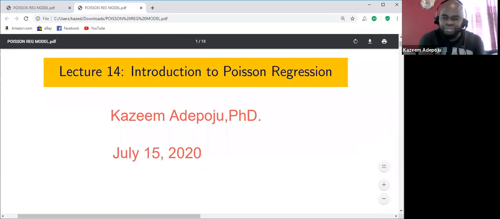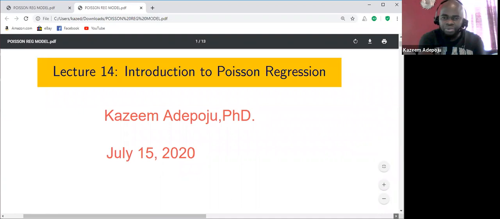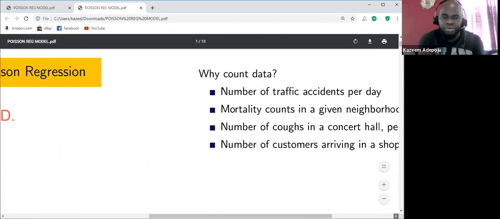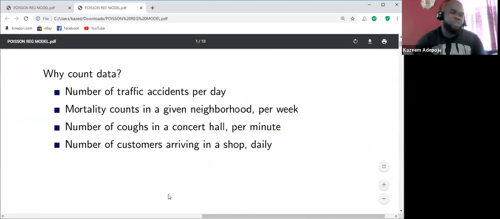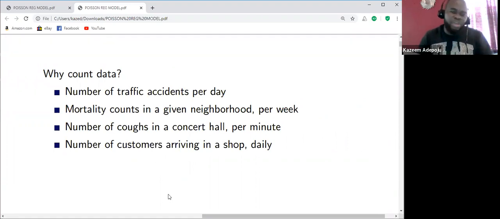Like I said, we're trying to talk about count data. We talk about the number of traffic accidents per day. We talk about the mortality count in a given neighborhood per week. These are unpleasant situations. Of course, we don't expect people to just die like that. We don't expect a good number of people to die in a particular neighborhood in a week.